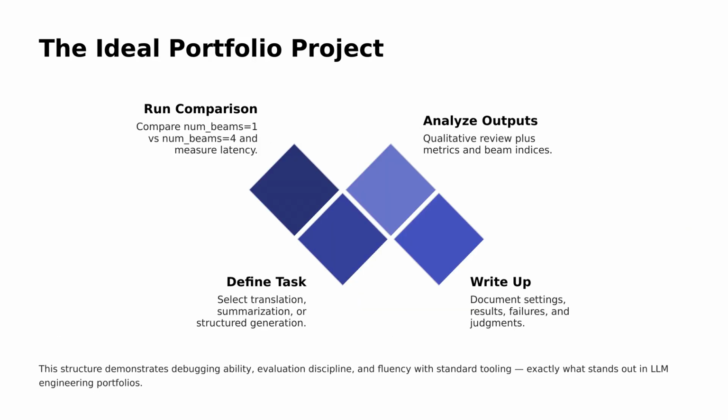A strong portfolio project follows a simple, disciplined structure. First, define a clear task, like translation, summarization, or structured generation. Then run a comparison. For example, beam search with num_beams set to 1 versus 4, and measure latency. After that, analyze the outputs using both qualitative review and basic metrics, including beam indices. Finally, write everything up: the settings, results, failures, and your judgment. That process showcases debugging, evaluation, and practical LLM engineering skills.